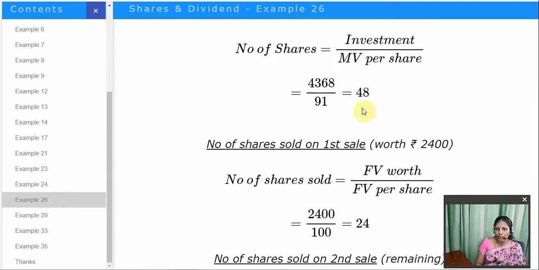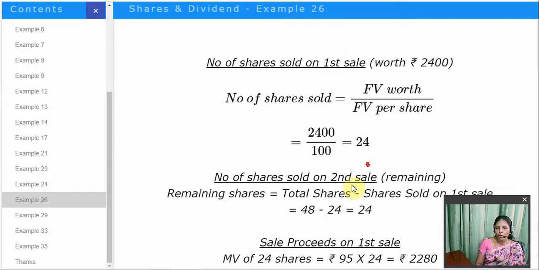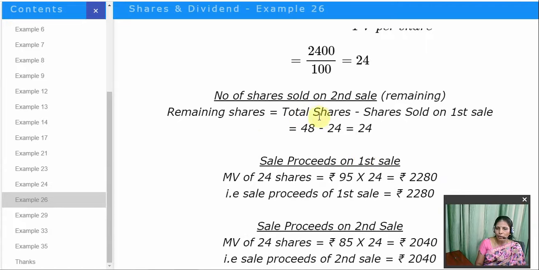First he had 48 shares, and now in the first sale he is selling 24 shares, and what will be his remaining shares? It is total minus shares sold on the first sale, that is 48 minus 24, that is 24. So the first time he sold 24 shares and the next time he is selling 24 shares. Right? Now we need to find out the sale proceeds on the first sale. First time he is selling, isn't it? So we need to find the sale proceeds on the first sale.